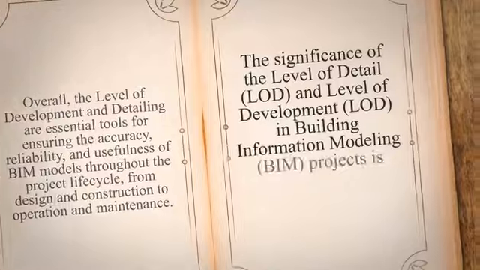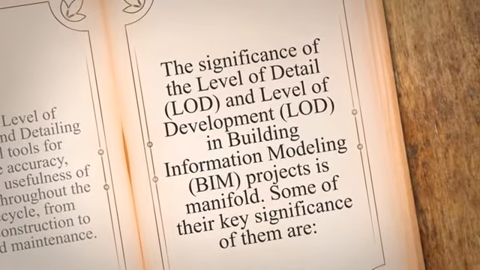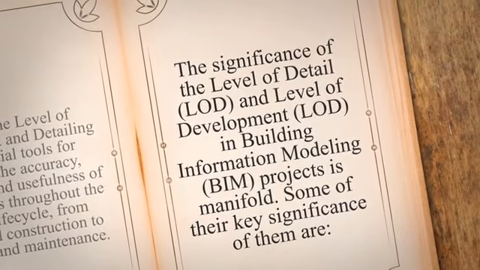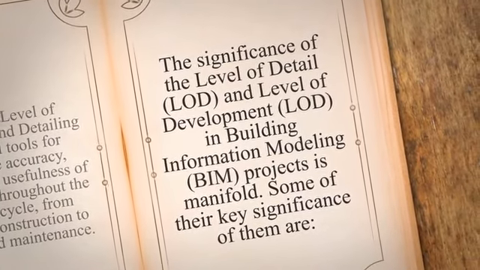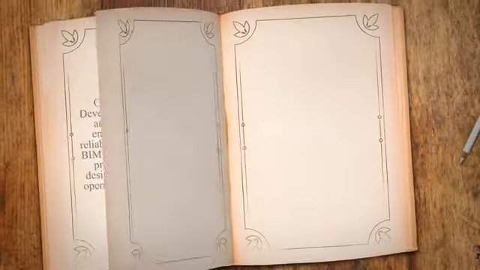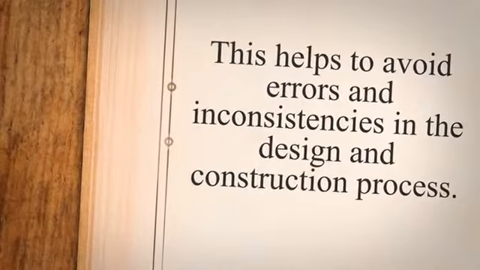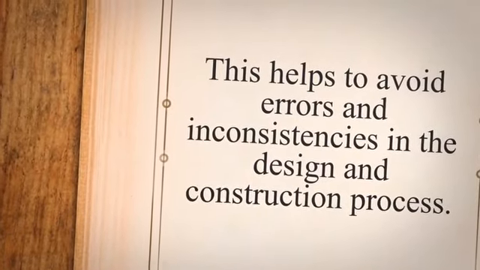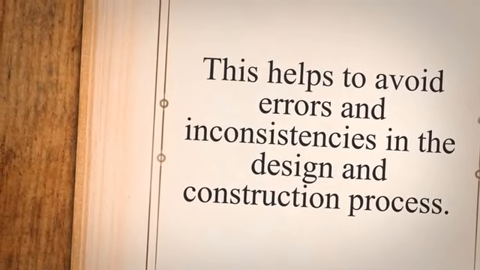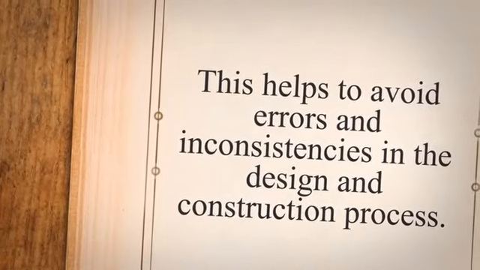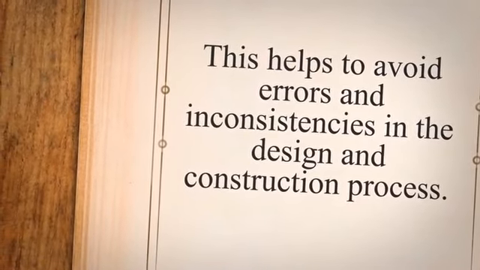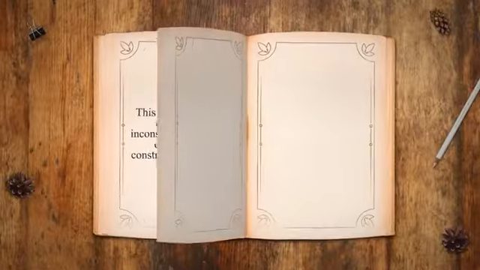The significance of the level of detail (LOD) and level of development (LOD) in building information modeling (BIM) projects is manifold. Some of their key significance are clarity and consistency. By defining the level of detail and development required for each phase of the project, project teams can ensure that the BIM models are consistent and accurate. This helps to avoid errors and inconsistencies in the design and construction process.